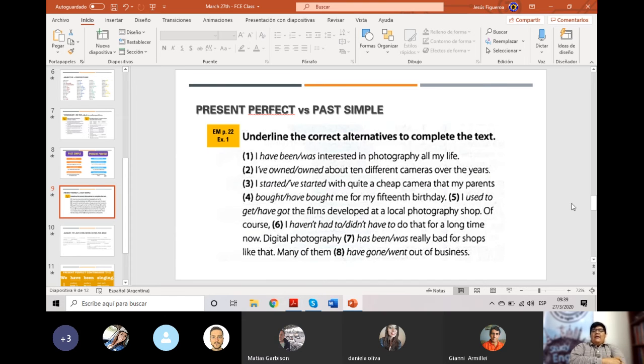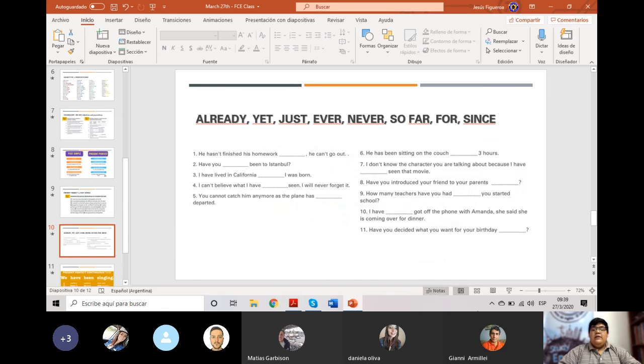In that case, is have gone the correct one? Gone, because not all of them went out of business. Maybe in the future, some of them are going to go out of business too. That is the idea. That is something that was happening up to now, but maybe there is a possibility to go on happening in the future, okay? That is what this sentence wants to transmit. Okay? And then let's revise this next part.